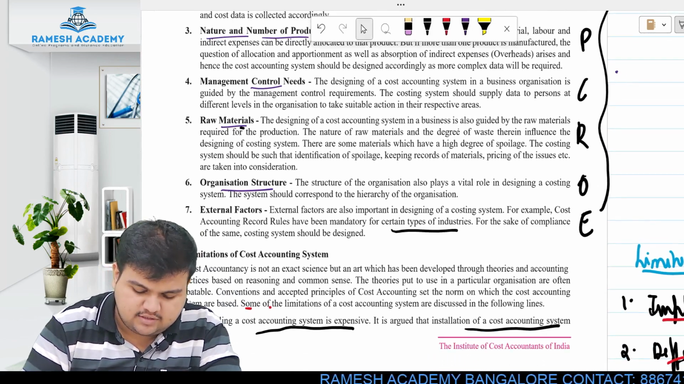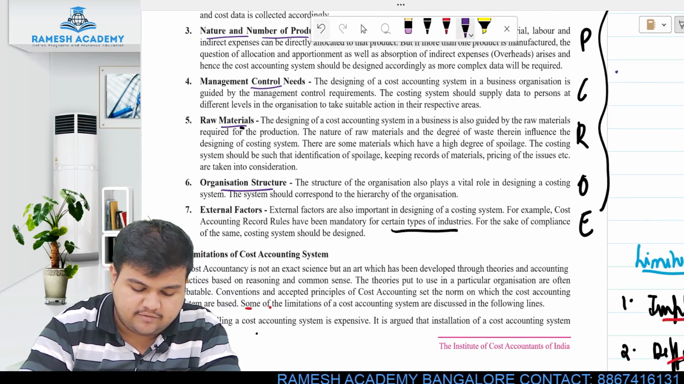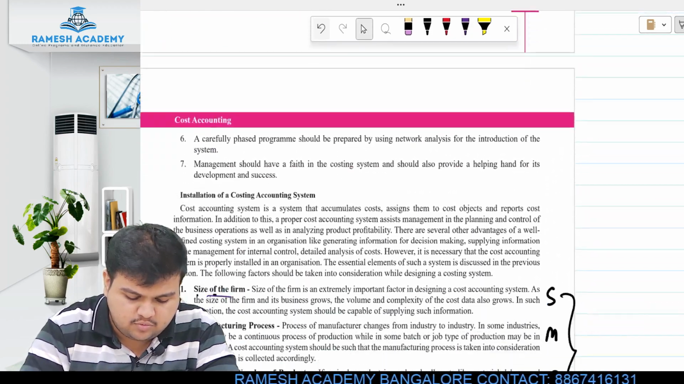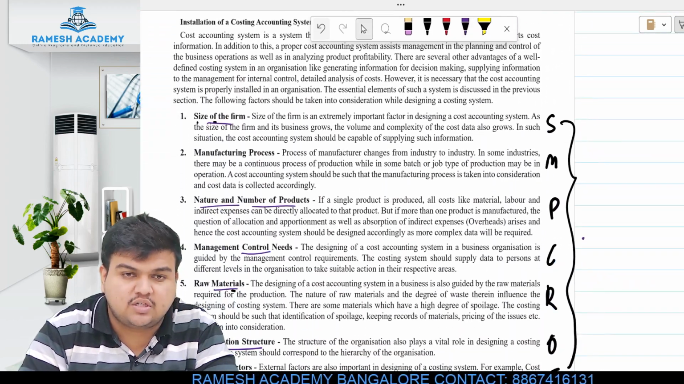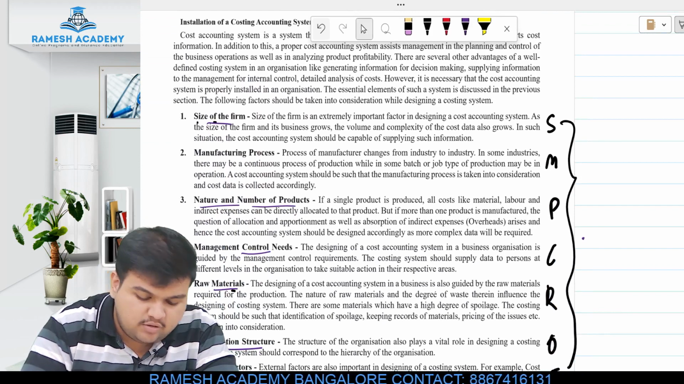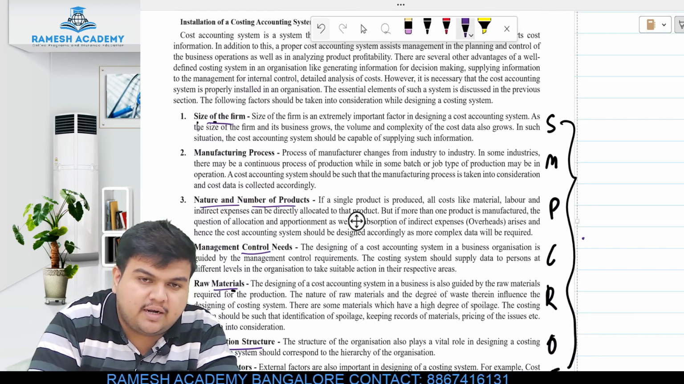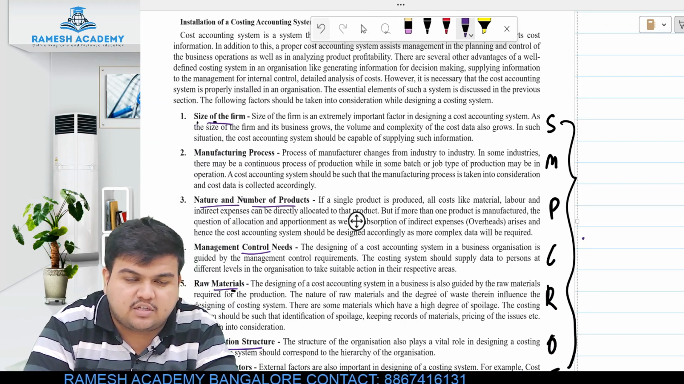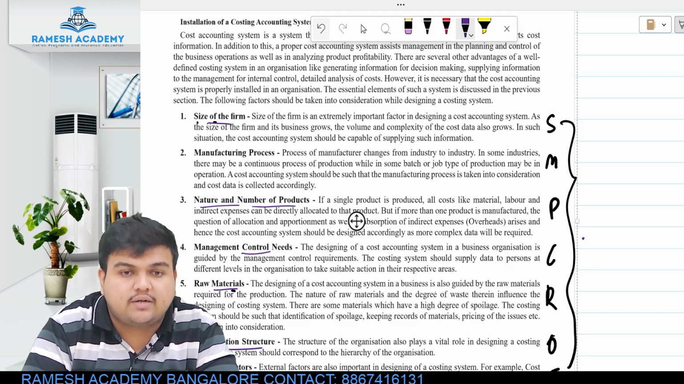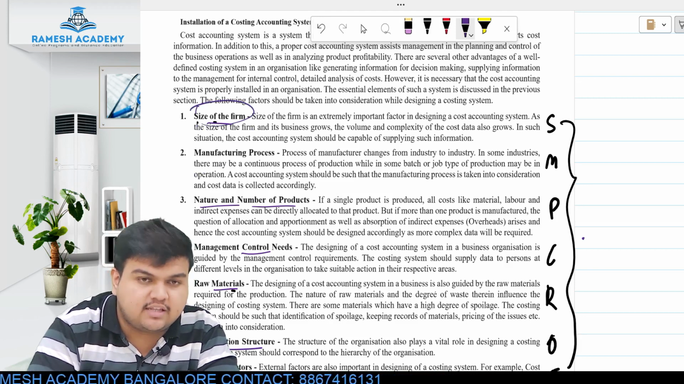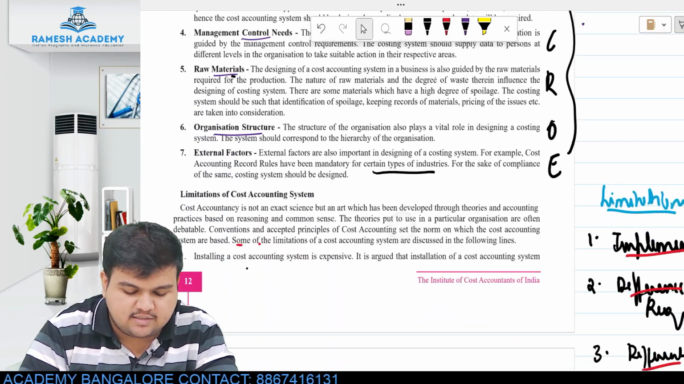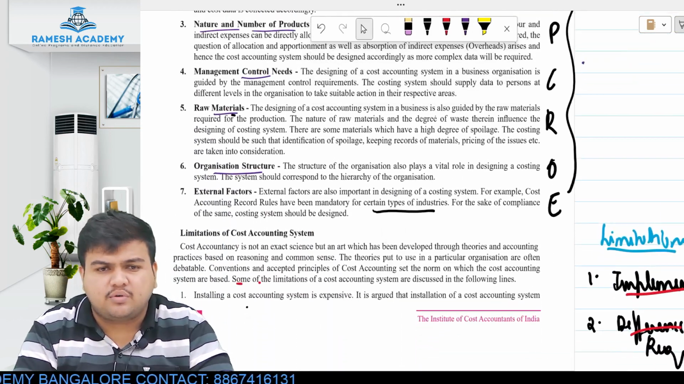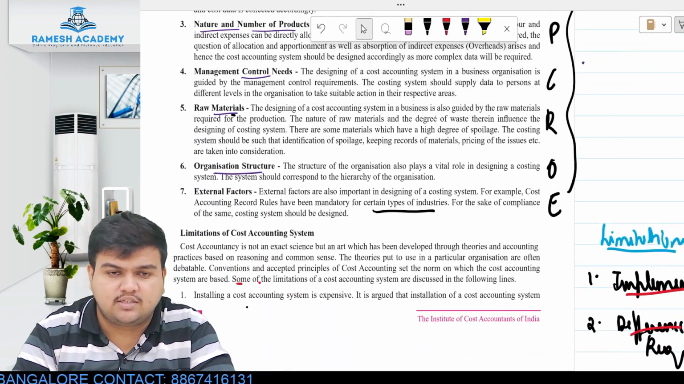Now the main part is, whenever the question is asked about the installation of a cost accounting system, you need to remember these few keywords by heart: size of firm, manufacturing process. Don't try to write in your own words, because these are the ones which carry the marks. Side headings are more important. Then put relevant stuff in the sentence. 1 or 2 lines is enough.